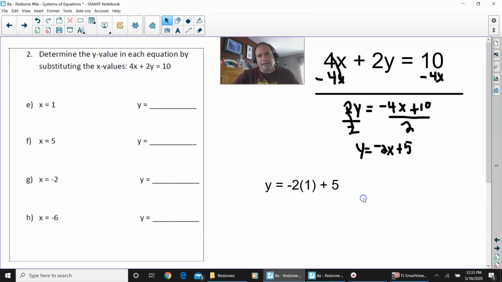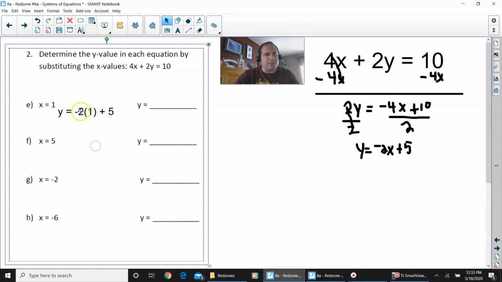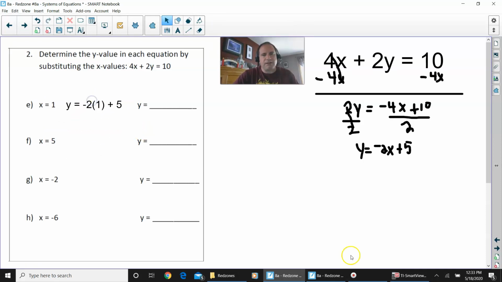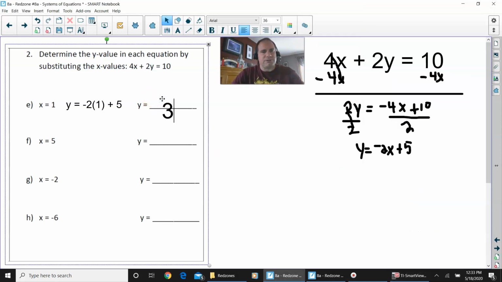So we have that right there, and that is your work. That's what you're going to show. I'm going to make that a little bit smaller so I could squeeze it in there. Remember, always using your calculator. You have the negative button down there, -2, and then in parentheses, you're going to put that 1 and then plus 5 all at once, and now you could get your answer. Press enter, and you get 3. And that's what goes here.